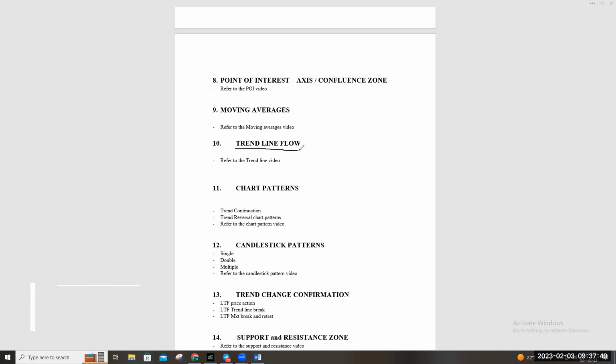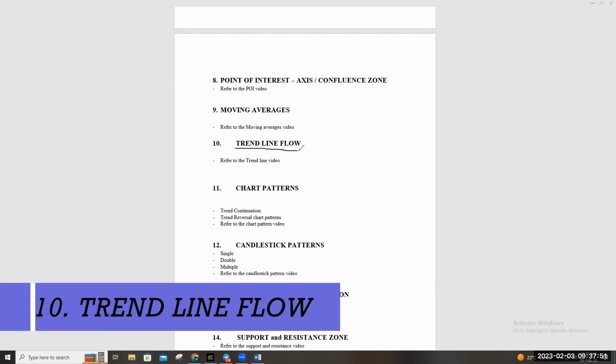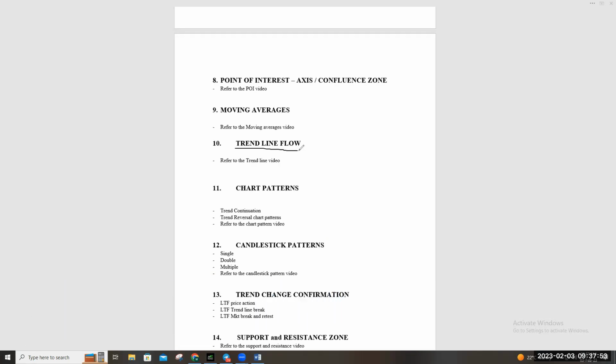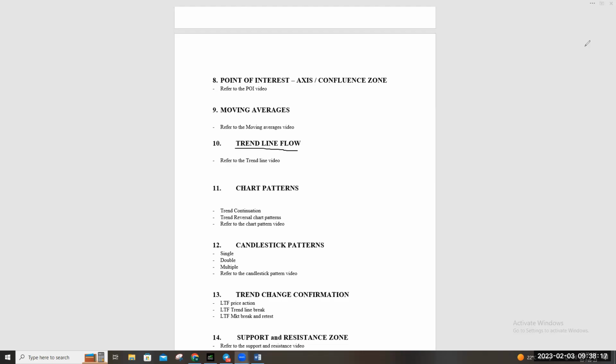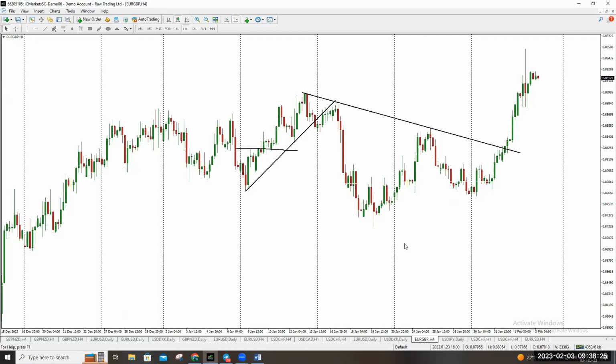Quality number 10 is the trend line flow. Now, when you're trading trend lines, you want to have as many touches to your trend line as possible. And if your passive trend line is not touched, you want your counter trend line to also have touches. Remember, there are different types of trend lines in this market and you can watch the different types and also how to apply them in the market on the trend line video. So refer to the trend line video so that you learn the different types of trend lines and also how to use them. A chart example.